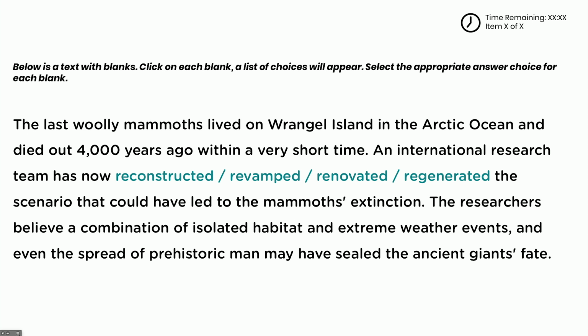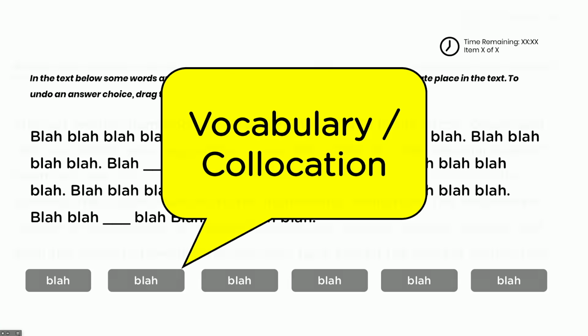The answer is reconstruct. They reconstructed the scenario. They didn't revamp the scenario. They didn't renovate the scenario, and they didn't regenerate the scenario. Those three are incorrect semantically. In terms of their meaning, they are wrong. Reconstruct is the correct one.